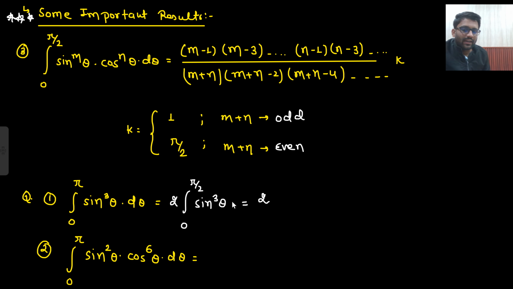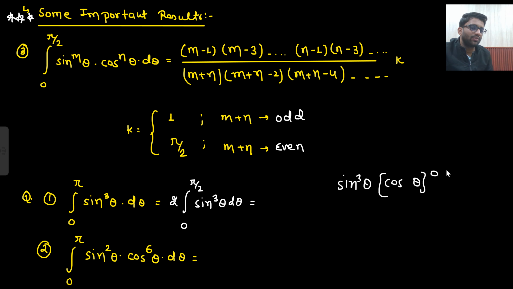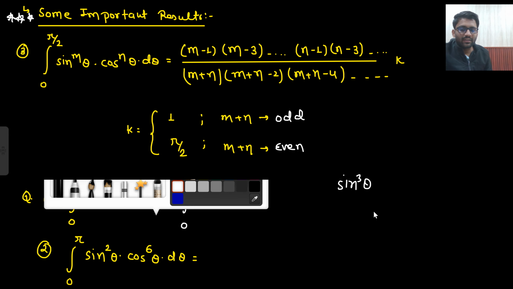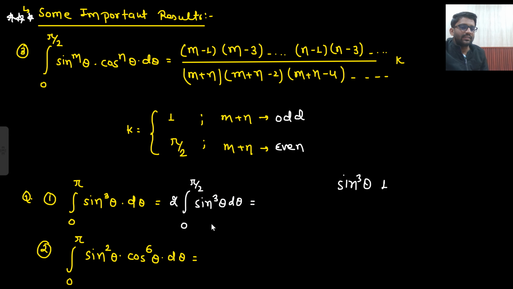Here there is no cos theta, right? So what do you think, what is the value of n? The value of n is 0. Let's just say this is sine cube theta, and here cos theta is also there, but the power would be 0, because anything to the power 0 is 1. So in the multiplication, there is 1. So the value of m is 3 and the value of n here is 0.